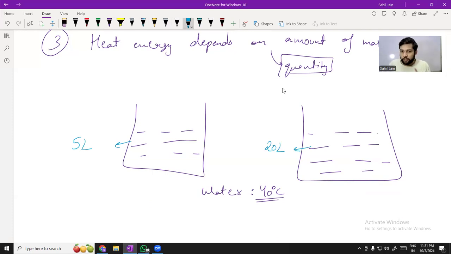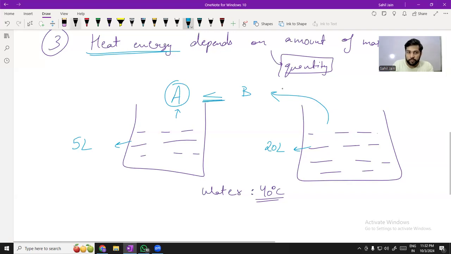Is the temperature same for both of them? Yes, the temperature for both of them is exactly same. But if I talk about heat energy, the heat energy is not same for both of them. We can say that bucket A has less heat energy than bucket B because it has less quantity of water. Got my point?